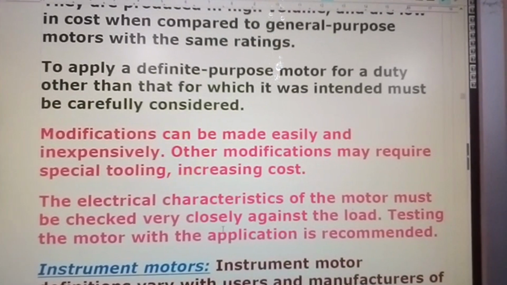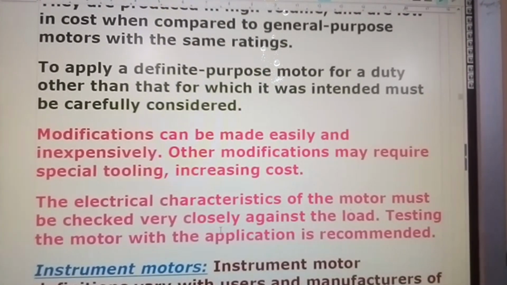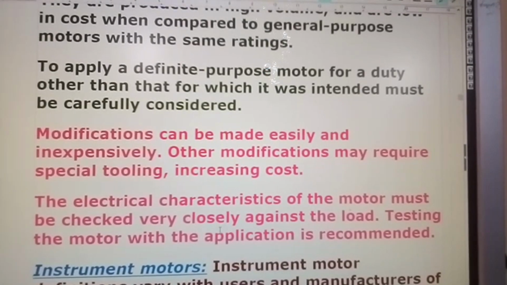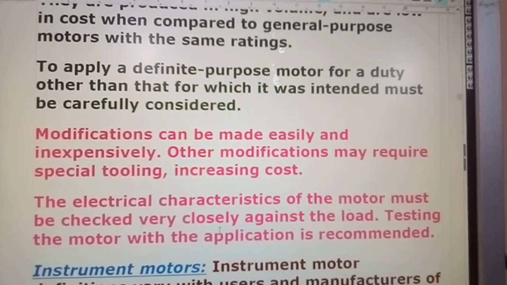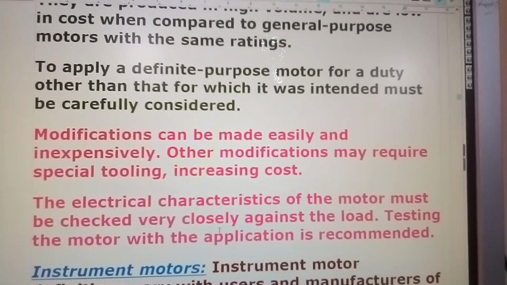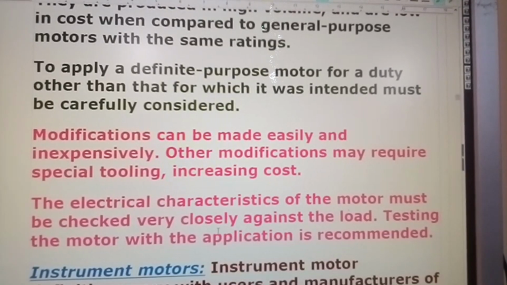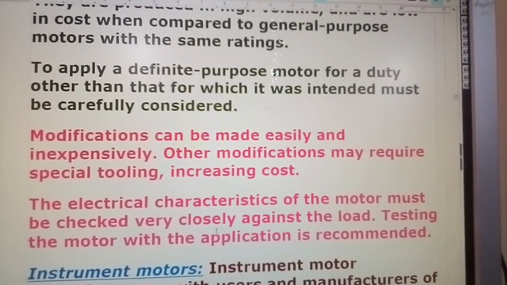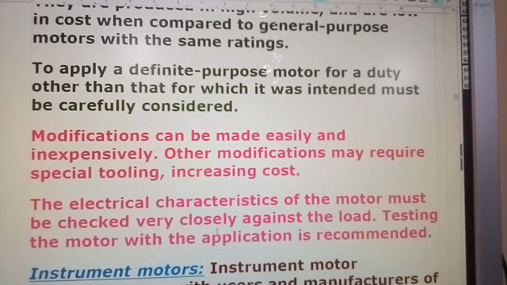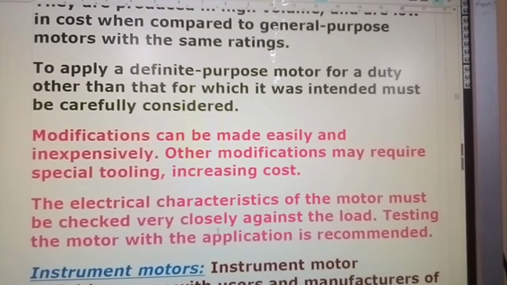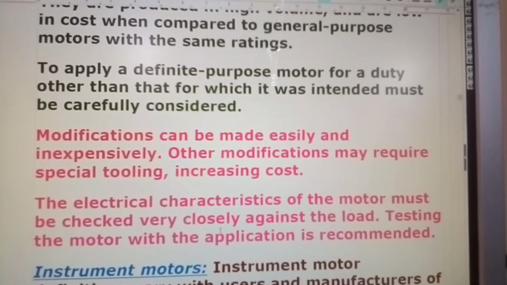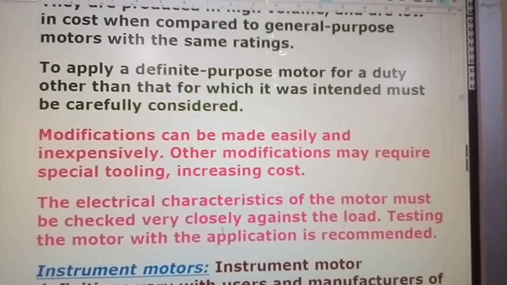Now you don't want a motor that's going to be burning out or straining to lift a given load or to rotate a given machine. Because if the load is too heavy for the motor, then you're going to cause massive problems and your motor will not be lasting very long.